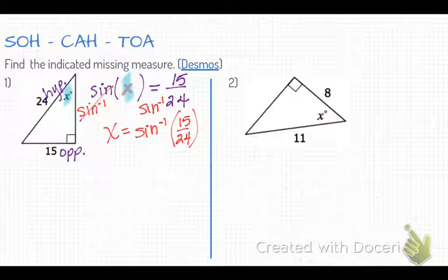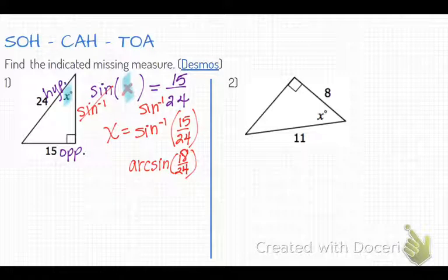Now, another way I can write inverse sine, and I want you just to be familiar with it, is arc sine. So inverse sine and arc sine mean the same thing. Is that okay so far? Yes? Okay. So, are we all ready to type this into Desmos? Do you know how to type it into Desmos?